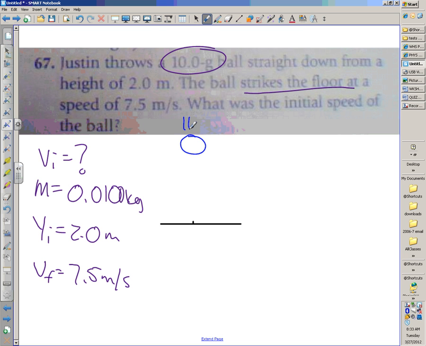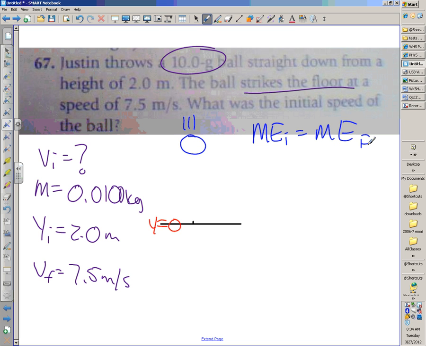The one thing that makes this problem different is that when it starts, what is it doing? It's already moving, right? We've already established that we're going to call the ground our reference point. But if we neglect air resistance, which the problem should tell you but doesn't, but let's assume we are, from the time Justin throws it to the point just before it hits the ground, what's the only force acting on it? Gravity. That means this is going to be a conservation problem.